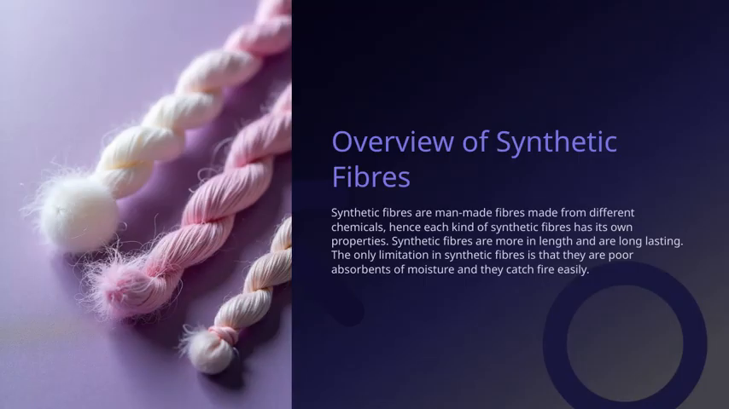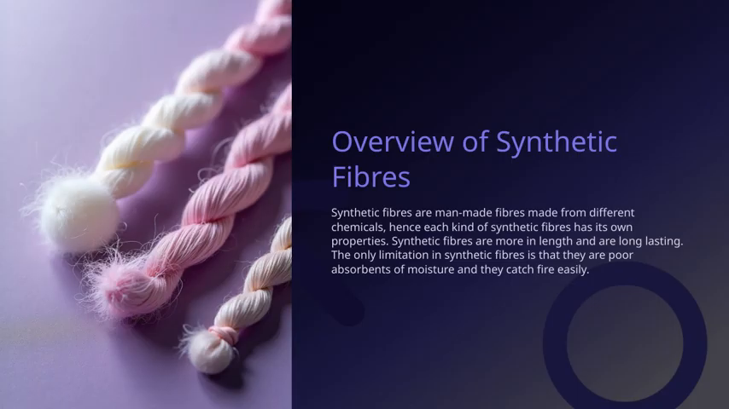These are man-made fibers, crafted from various chemicals. Because of this, each type of synthetic fiber has its own unique properties. One of the key advantages is that they tend to be longer and more durable, making them suitable for a wide range of uses. However, it's important to remember their limitations as well. For example, synthetic fibers don't absorb moisture well, which can be a drawback in certain applications. Additionally, they are quite flammable and can catch fire easily.